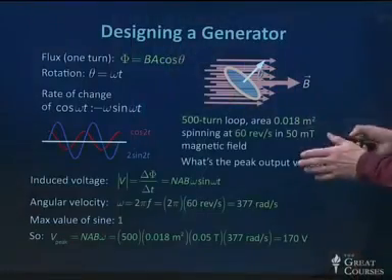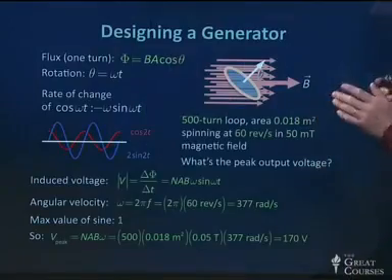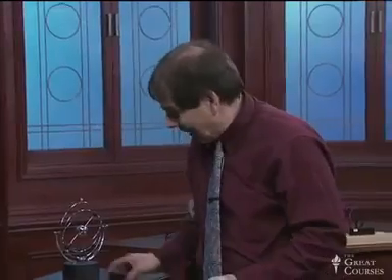And by the way, that is the peak voltage of the power coming out of your wall outlets in North America. You think it's 120 volts. 120 is a kind of average. It's a sinusoidally varying waveform that goes up as high as 170, as low as minus 170, and its average is about 120. So there is an example of how we design an electric generator, and again, I emphasize, all generators use electromagnetic induction, and they provide most of the world's electricity.